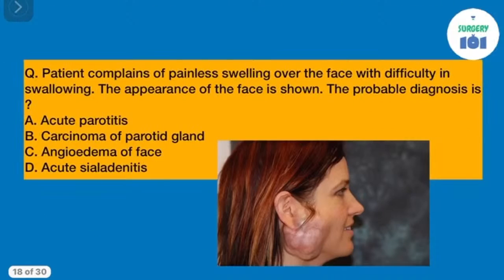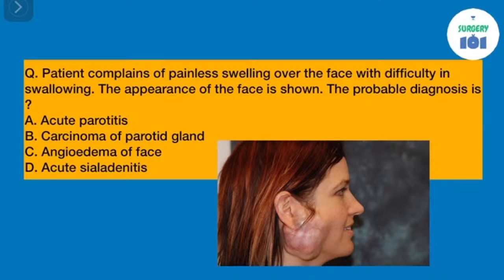Right. Now let's move on to the next question, guys. The next question which I have for you is: there is a patient who complains of a painless swelling over the face with difficulty in swallowing. The appearance of the face is shown to you. Here there is a swelling which is present. What is the most probable diagnosis of this particular patient? Is it acute parotitis, carcinoma of the parotid gland, angioedema of the face, or acute sialadenitis?